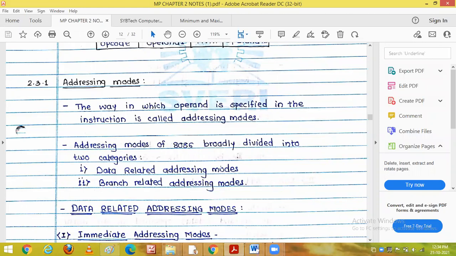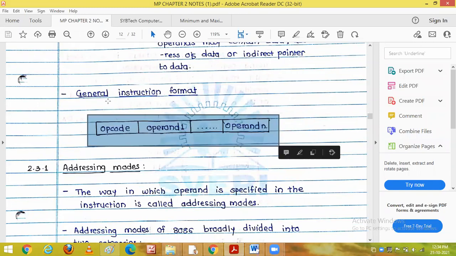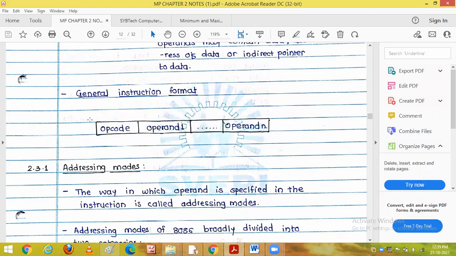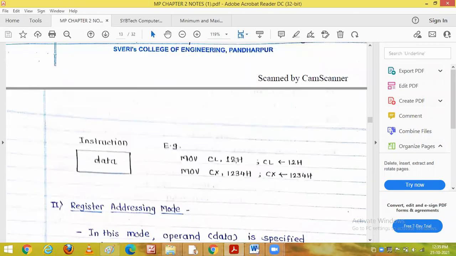For data related addressing modes and branch related addressing modes, we have to use a general form. That one we call the general instruction format for addressing modes. At the beginning we have to use the opcode. Opcode means the operational code. For example, in one of the examples we are using MOV CL, 12h. In this, MOV is what we call the opcode, the operational code.